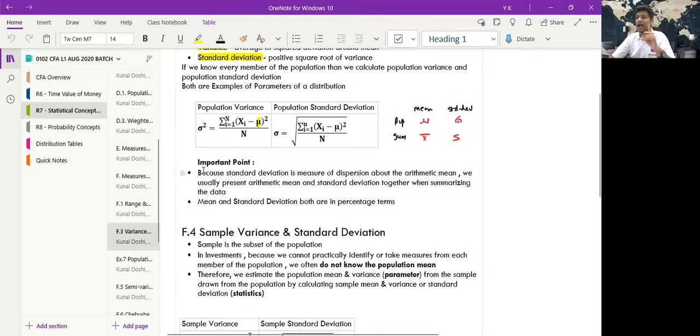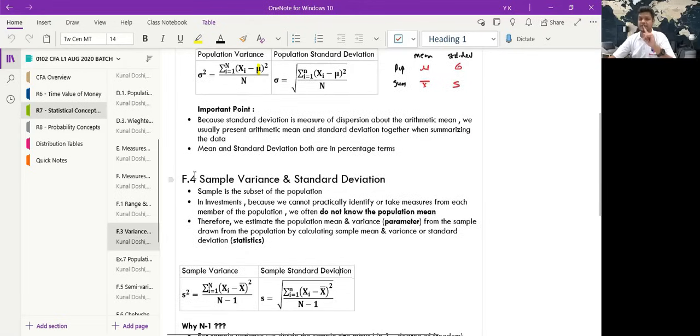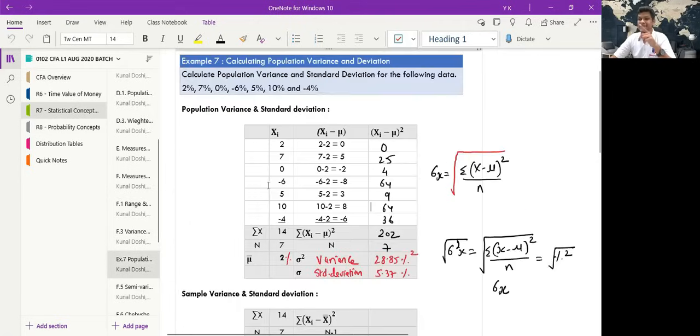But have you noticed another big difference in the formula? The biggest one: n-1. Yes. In the sample, in the denominator, you don't have n, but you have n-1. That's the biggest difference. Whenever you have a sample, in the denominator it is always n-1. Why? I will tell you from this example.